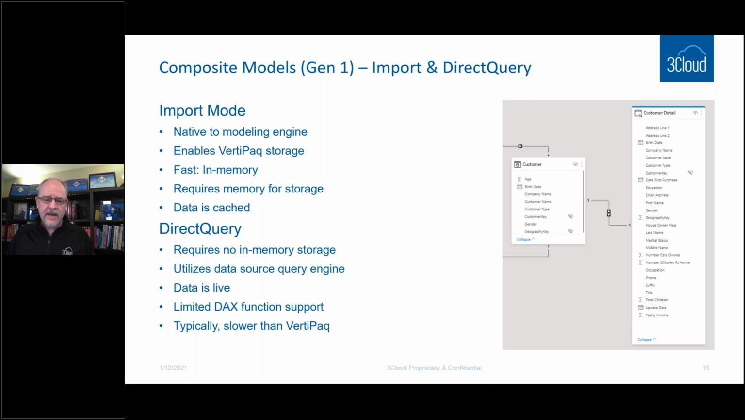Direct query, by contrast, requires no in-memory storage whatsoever because you're not storing the data. You're going down to the source every time a user clicks on or interacts with a report. So it utilizes the data source's query engine. Now, if you're a DBA or you come from a relational database background, you might think, well, that's the way to do it because it uses the stuff I know. The data is live, but there are certain DAX functions that won't work or won't perform well, and it's typically going to be slower. So it's a whole trade-off scenario, and we're going to take a look at that.